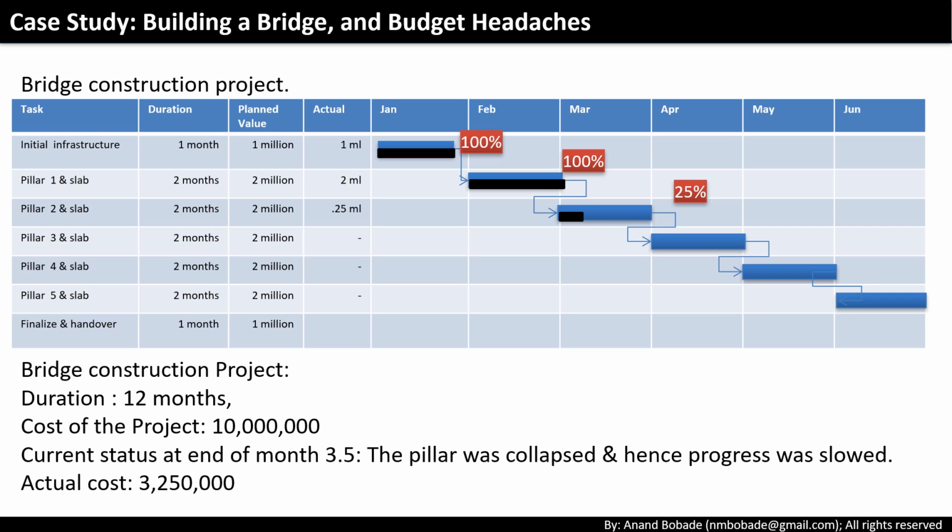Let's start with a big tangible example, a bridge construction project. The total duration is 12 months and the planned cost is 10 million. But by the end of month 3.5, disaster strikes. One of the pillars collapses. Progress slows and the actual cost so far is 3.25 million.